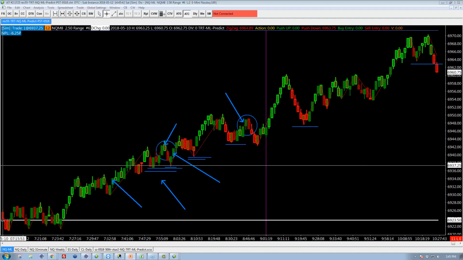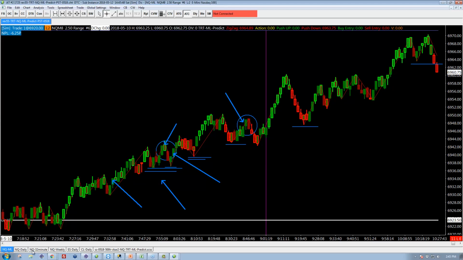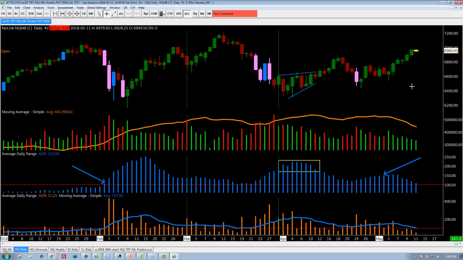All right, now let's see. So trail methods we talked about. V-bar 2 we talked. Okay, so this week's models. We need to look at the daily chart now. So here's where we stand.